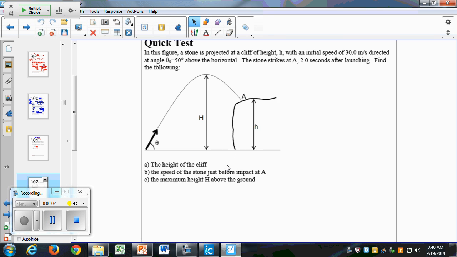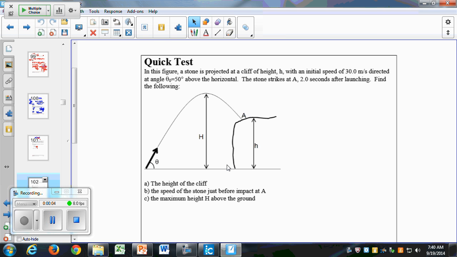Oh, we were right here. So let's try this. This is actually an old test question. I have this projectile. I'm launching it with a certain speed. It doesn't do the full trajectory. It comes up and then it lands on the cliff.